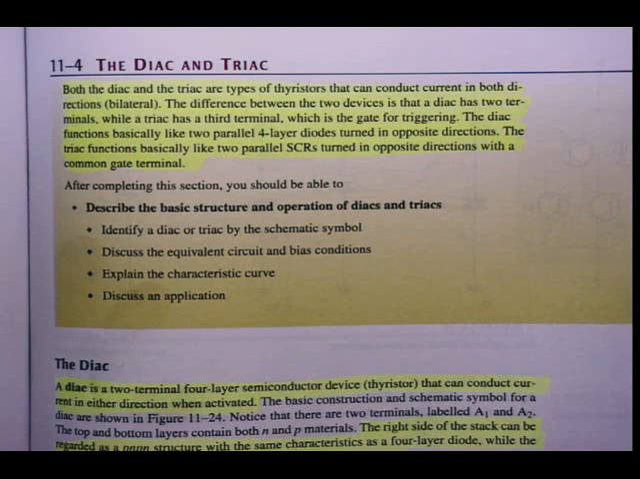The difference between the two devices is that a diac has two terminals, while a triac has a third terminal, which is the gate for triggering. The diac functions basically like two parallel 4-layered diodes turned in opposite directions, and the triac functions basically like two parallel SCRs turned in opposite directions with a common gate terminal. All right, we are already familiar with the devices that we mentioned here, the 4-layer diode and the SCR.